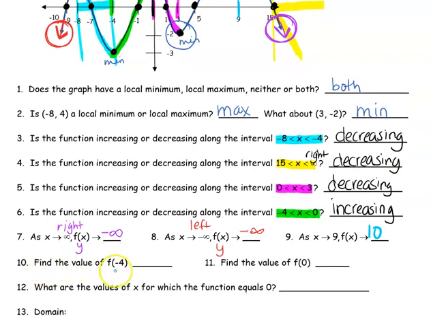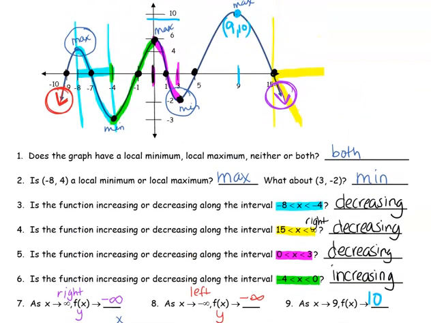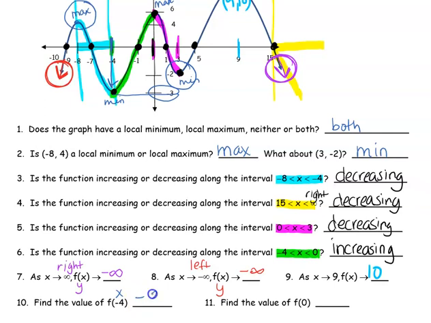So find the value. When x is a negative 4, what is y? Look at our graph. When x is a negative 4, here's negative 4. What is my y value? It's going to be a negative 3. Find the value of f when x is 0. Here's when x is 0. When x is 0, we're going up, and we find that we have a y value of 6.